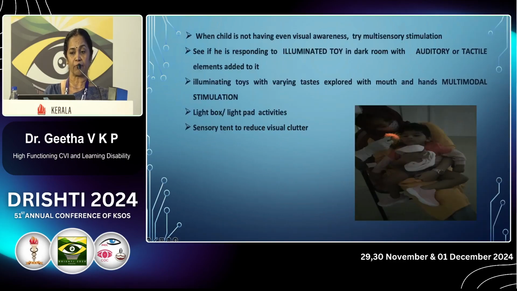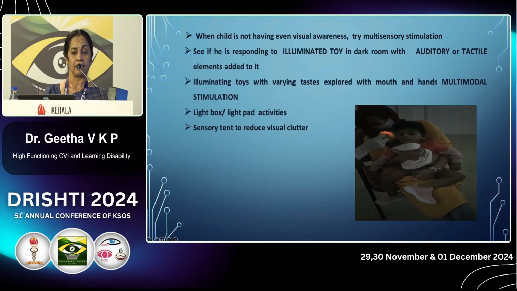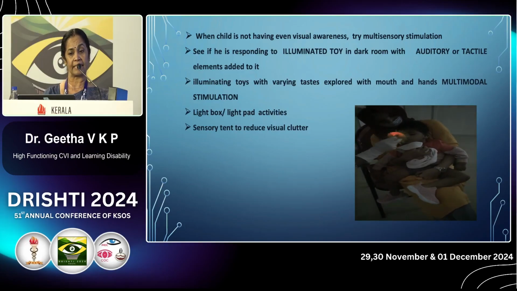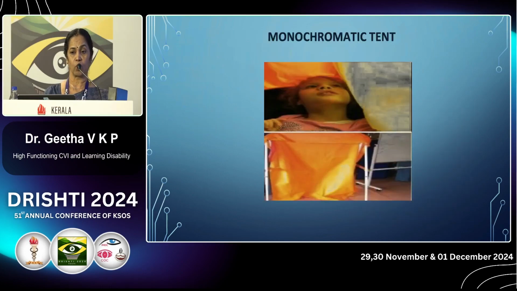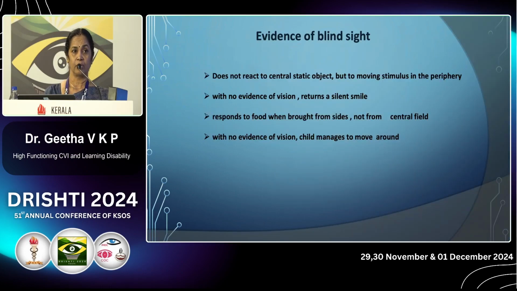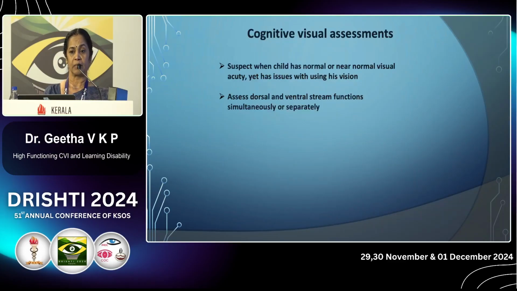And if there is profound CVI, that child should be assessed in a sensory tent with an illuminated toy, with auditory and tactile elements added to the stimulus. Light box also will be useful. This is the monochromatic sensory tent. Usually it is in orange color. And evidence of blind sight should be looked for.